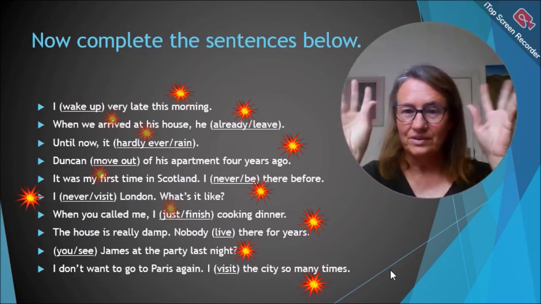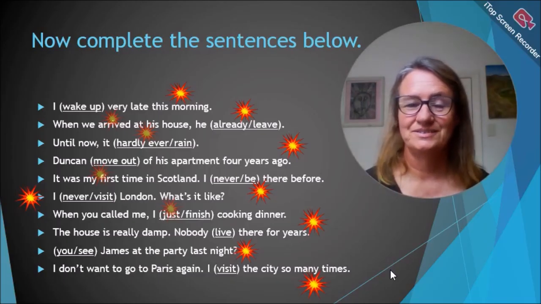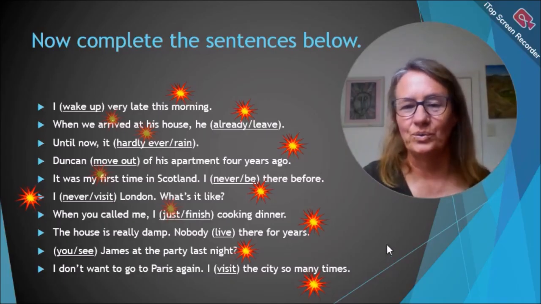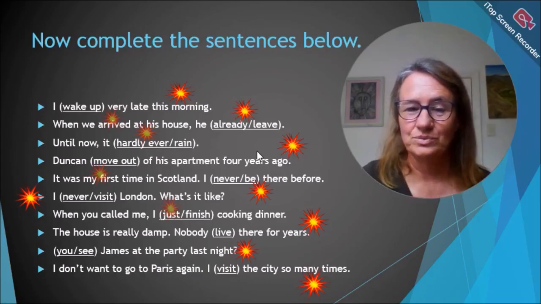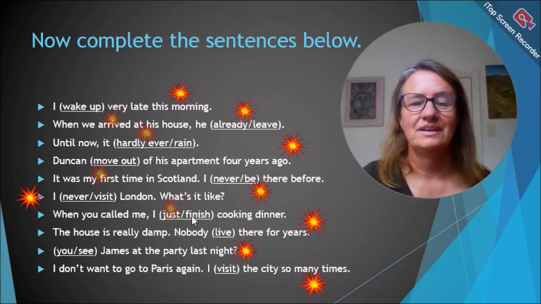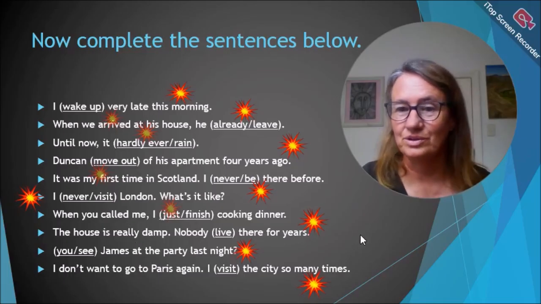So I hope there are lots of light bulbs going off in your head and you're understanding. You're seeing this now. You're seeing the timeline. You're seeing the how and you're seeing the when. Remember, signal words, look for them. Analyze the other verbs to tell you present perfect, past perfect.